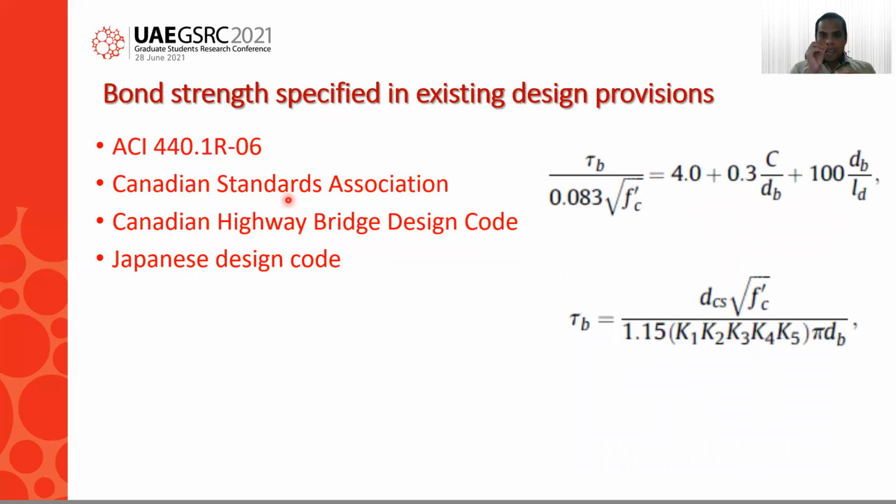Apart from the previous models, some international standards focus mainly on the bond strength rather than considering the entire bond behavior. Here I have listed some of the most popular design codes available in the industry. As you can see here, they have provided the equation for the bond strength. This equation is for the ACI code, and this is for the Canadian standards.